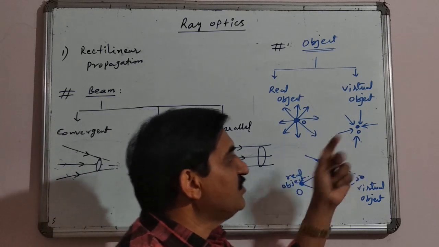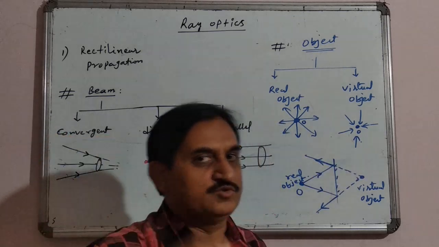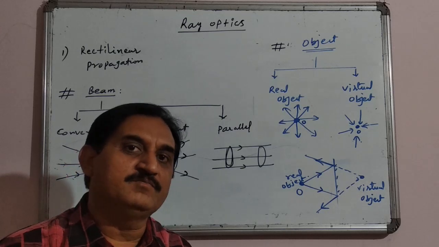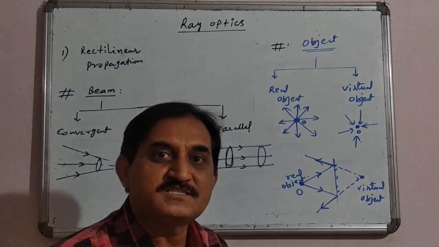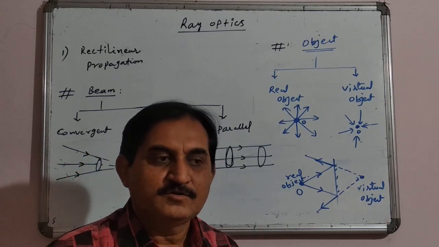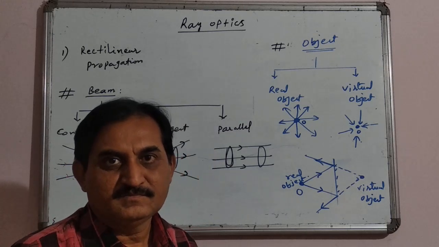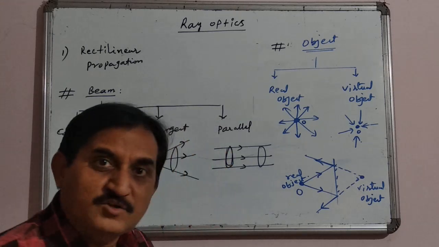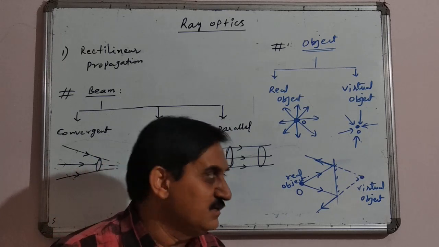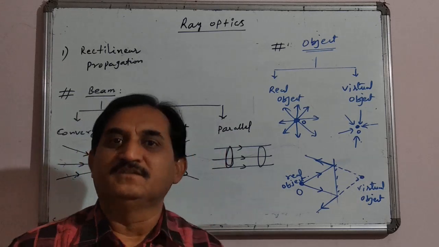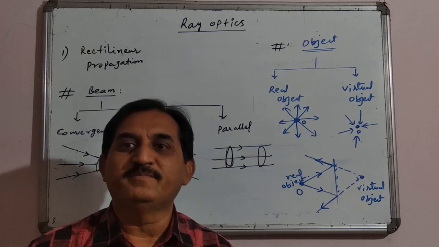Because the light is not coming from that source. Light is not coming from that object, so it is not visible to the eye. So finally, it's very clear: a virtual object can't be seen.